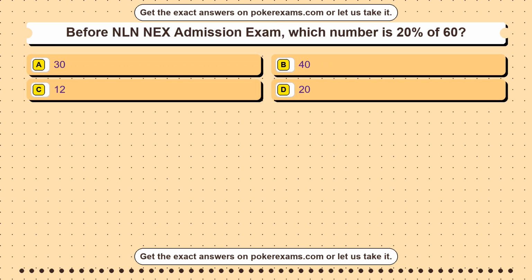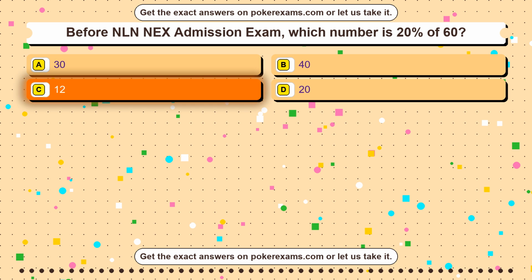Question 15. Before NLN NEX Admission Exam, which number is 20% of 60? Option A 30. Option B 40. Option C 12. Option D 20. The correct answer is option C. 12.